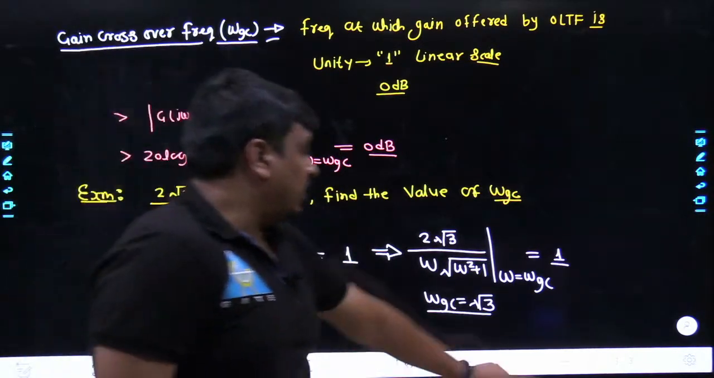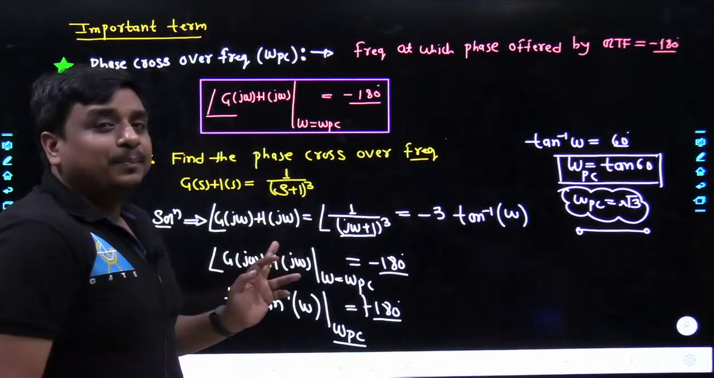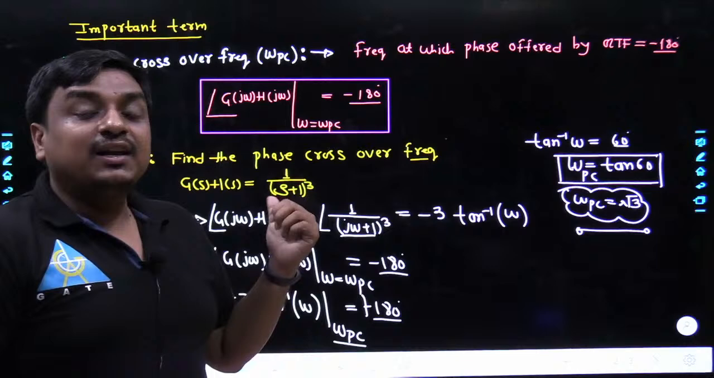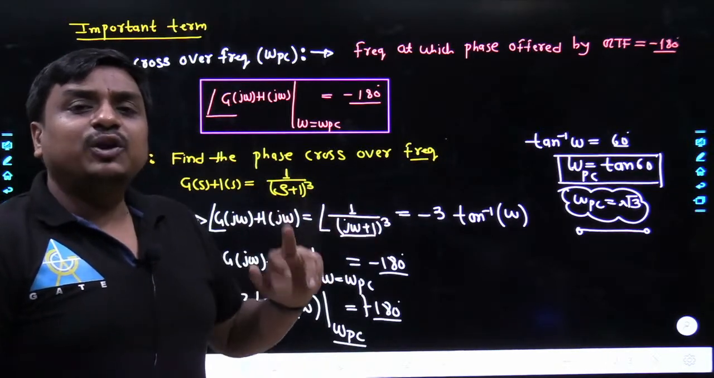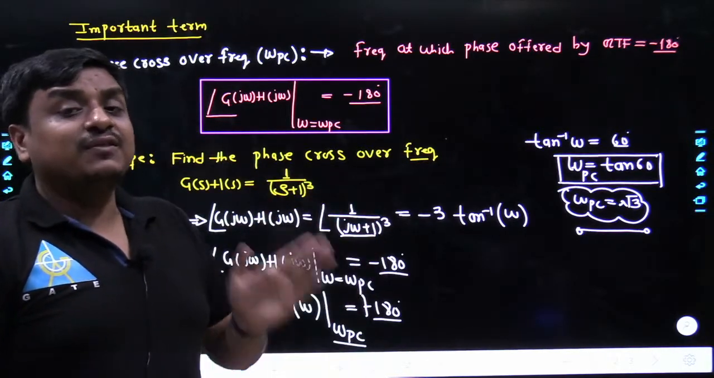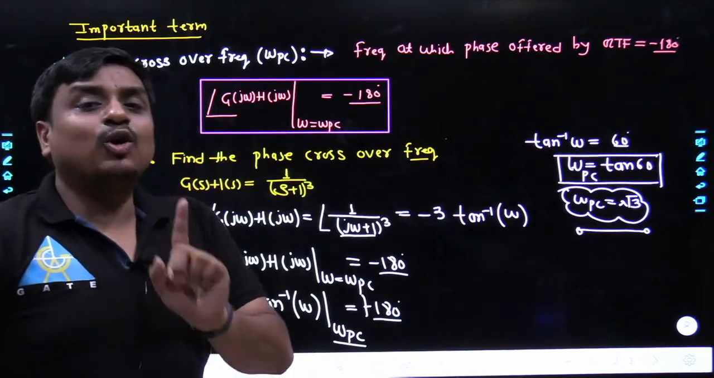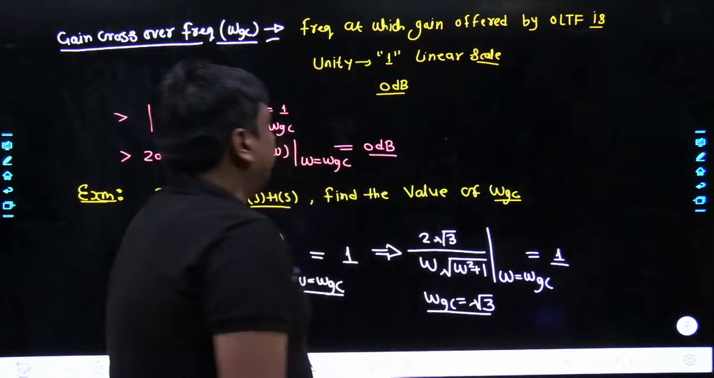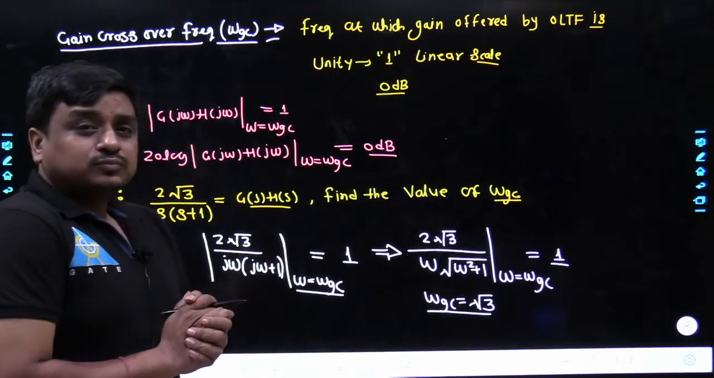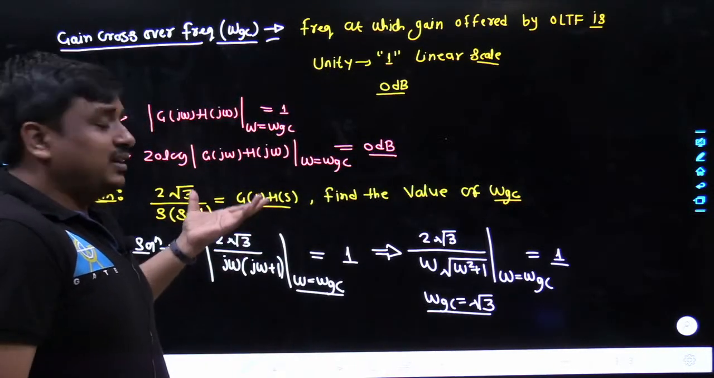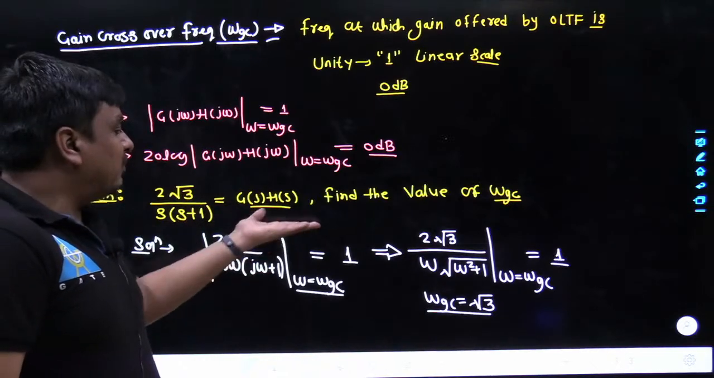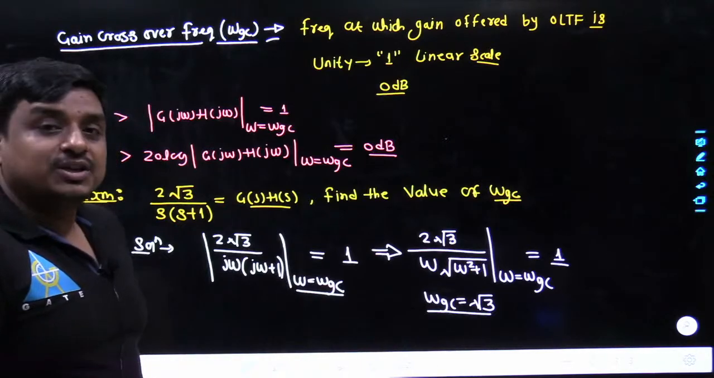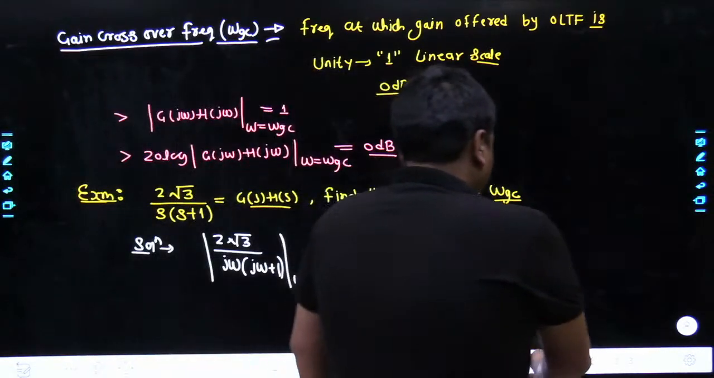Yes. So whenever we come across the calculation of omega PC, what I would do, I would calculate the angle offered by the OLTF and compare it with minus 180 degree. The frequency at which the angle offered by the OLTF is precisely minus 180 degree, that operating frequency is called phase crossover frequency. Yes. And now if we focus on the gain crossover frequency, I first get the gain of the given OLTF and compare with one in linear scale. The frequency at which it happens is called omega GC.